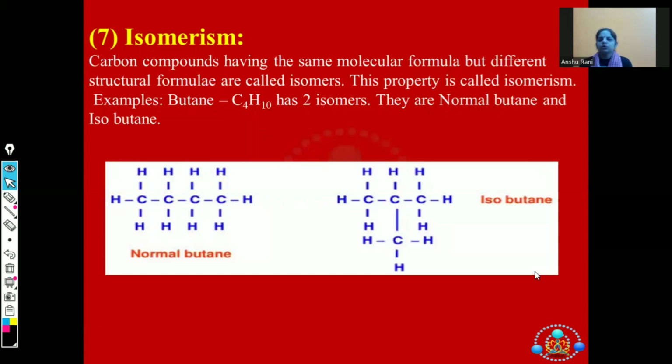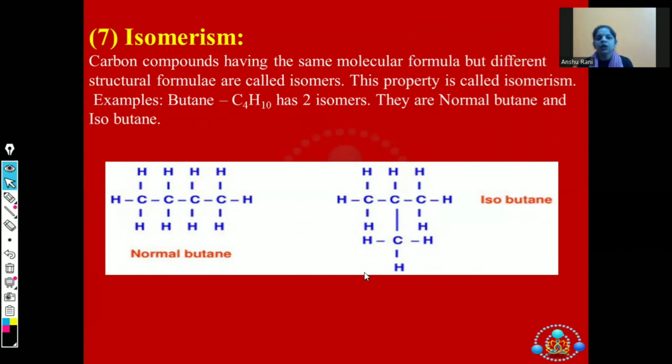Then we have isomers. Isomers are the compounds with the same molecular formula but different structural pattern. They are showing different structures, like you are having here butane. You are having normal butane, C4H10. With this structure, it is normal butane. If you are making a branched structure, then it is isobutane.